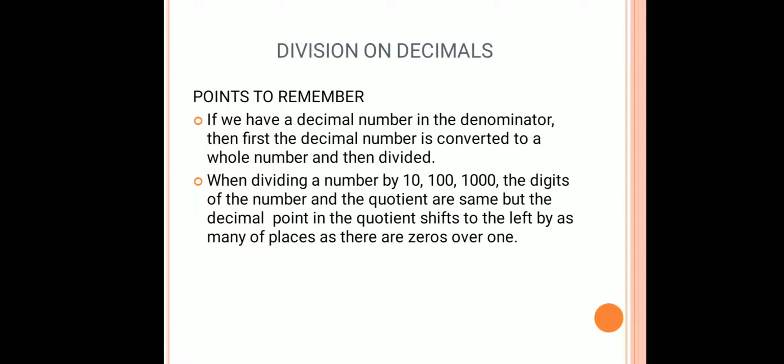And the next point that we also have to remember is that when dividing a number by 10, 100 or 1000, the digits of the number and the quotient are the same, but the decimal point in the quotient shifts to the left as many places as there are zeros over 1. Basically, whenever we are doing any division with 10, 100 and 1000, we just have to shift the decimal point towards our left. Before, when we were doing multiplication, we were shifting our decimal towards the right. In this, it shifts towards the left.